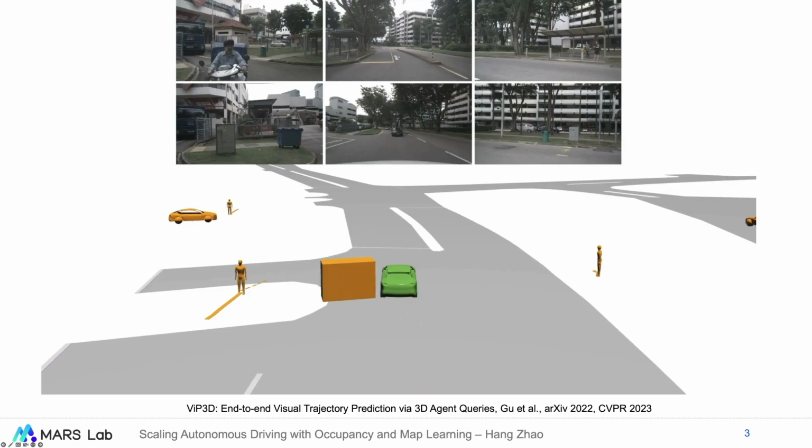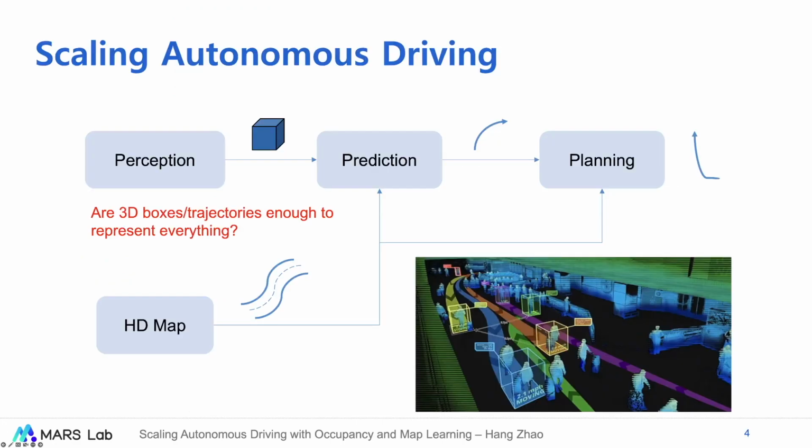The video demo is cool, but is that the whole story? Today, we care about the scalability of autonomous driving technology. There are two questions. First, in the video demo, we only show pedestrians and vehicles, but many objects could appear on the road in the real world, especially in dense urban areas. Are 3D boxes and trajectories enough to represent everything?